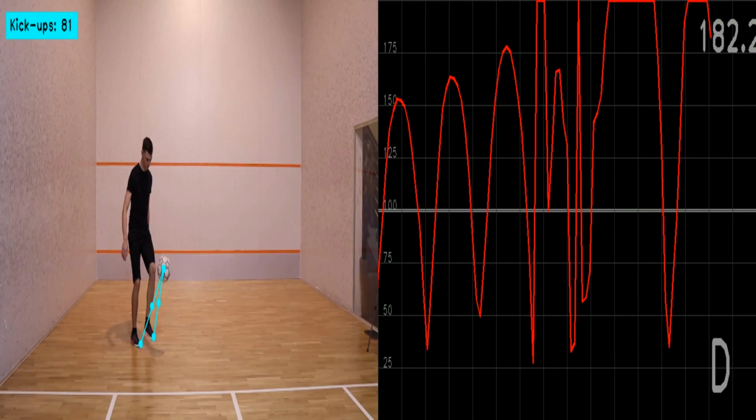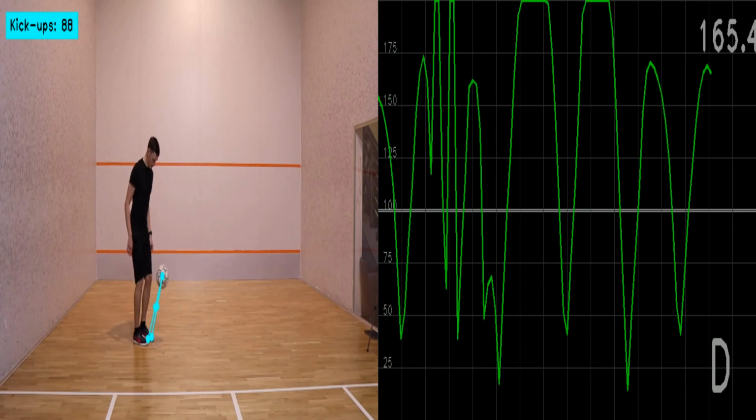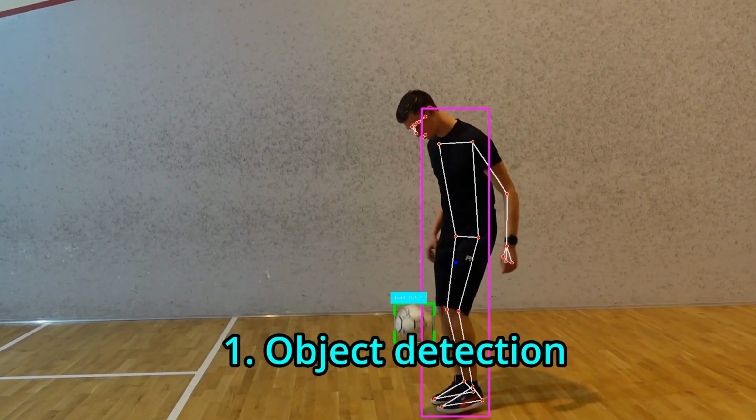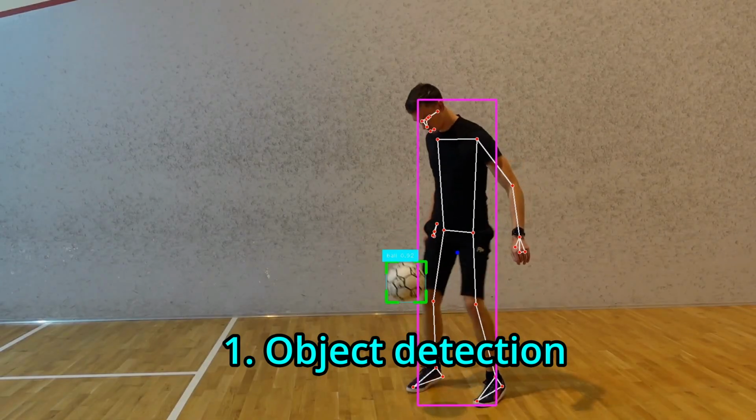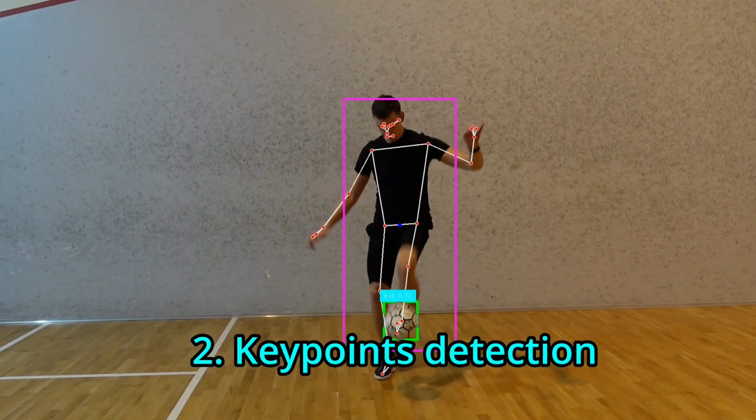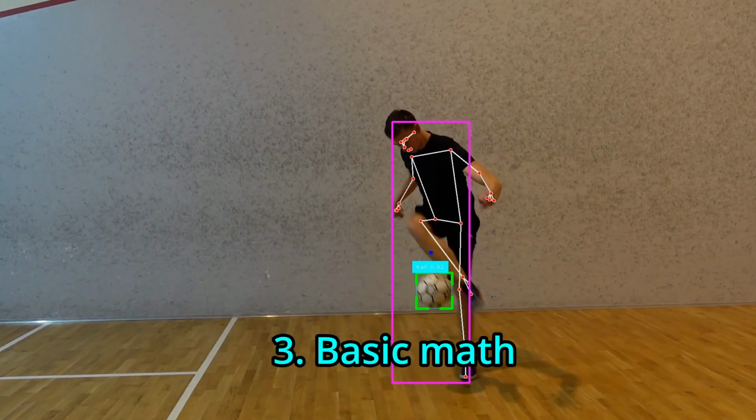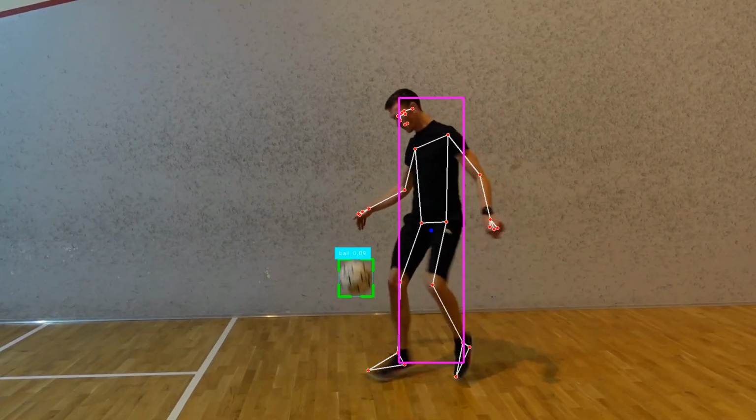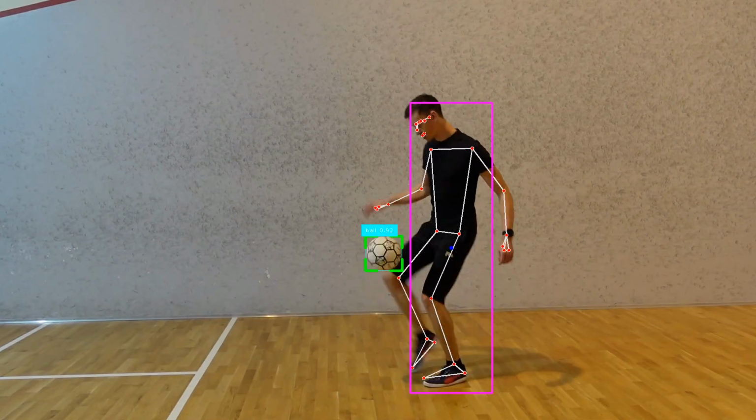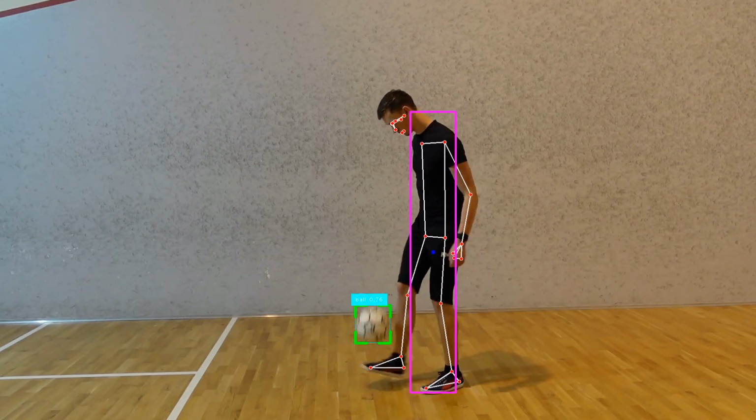All right, jokes aside, let me explain how the project actually works under the hood. At a high level, this project is built around three main ideas. First, object detection to find the football. Second, key points detection, also called pose estimation, to find the player's feet. And third, a small amount of math and logic to decide when the kick actually happens. Don't worry, no scary equations are used. If you've passed basic math, you're already overqualified.